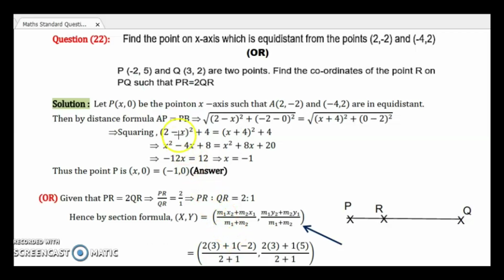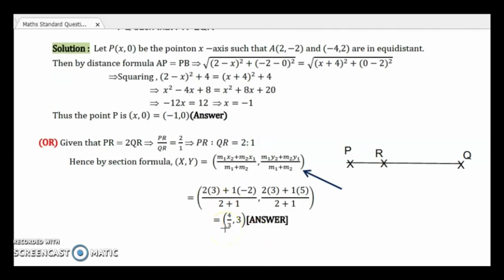What is the next one? m1 into y2 plus m2 into y1, this is 5. Therefore, if you see here, this is going to be 4 by 3, and sorry, I think it's wrong, 4 plus 5, this is equal to 9. 9 divided by 3 is 3 here. Therefore, the answer is (4/3, 3). Now, I think it is a very direct and simple question. Everybody can easily understand the logic behind this.